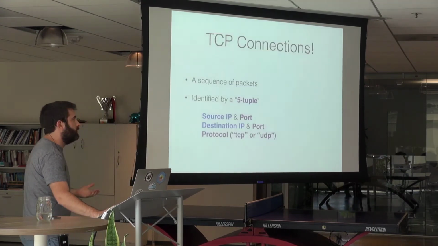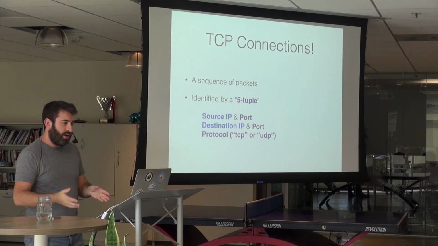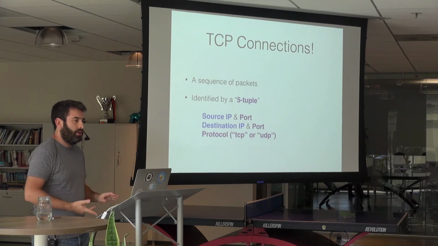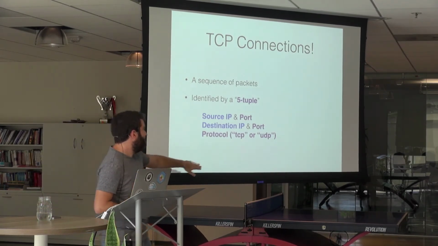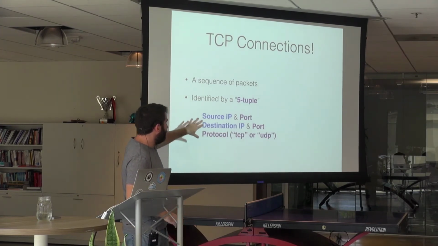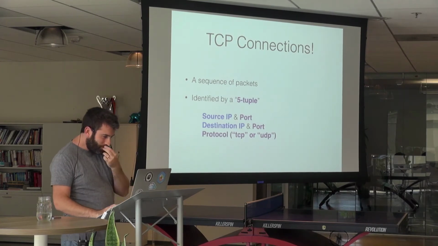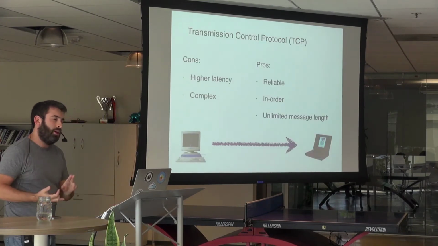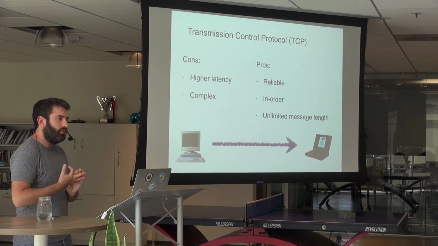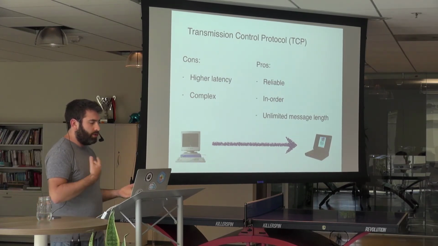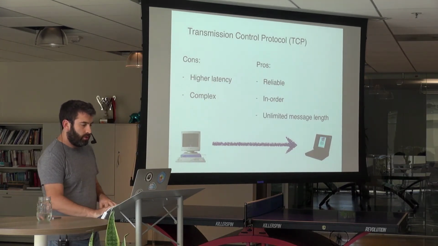So TCP connections is this term I introduced. It's just a sequence of packets. It's uniquely identified by this 5-tuple: the source IP and port, the destination IP and port, and the protocol, just UDP or TCP. Well, I guess in this case, it would just be TCP. But in general, you can think of a connection at layer 4 as being identified by the protocol. So TCP gives you reliable, in-order, unlimited length messages. This finally gets us what we want from a networking standpoint. But the trade-off is that it's higher latency to set up. You have to do this handshake, and the protocol is kind of complex.